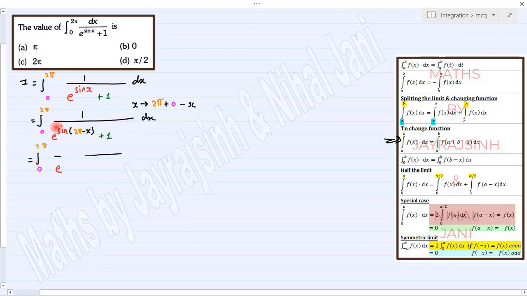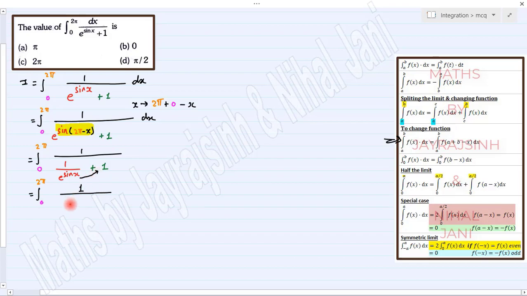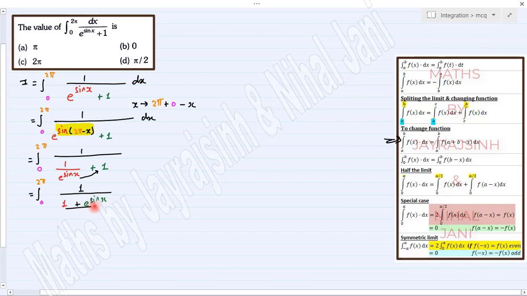Now we know that sin of 2 pi minus x will be minus sin x, or we can say it is the reciprocal of e raised to sin x. Now for simplification, let's take LCM. So this e raised to sin x will multiply with 1, and we will get 1 plus e raised to sin x upon e raised to sin x.